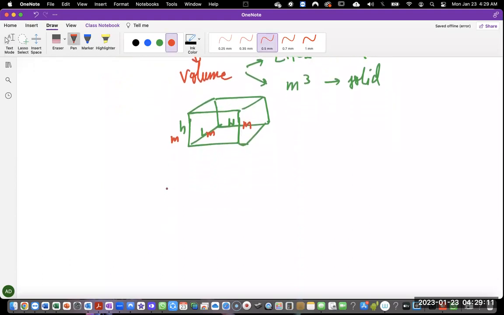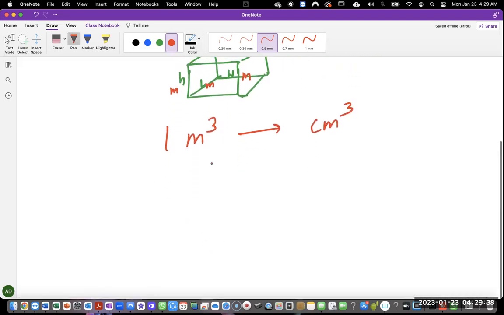If I have 1 meter cube, what does that mean? For example, I'm working with a cube, and that cube is 1 meter by 1 meter by 1 meter. The answer for the volume will be 1 meter times 1 meter times 1 meter. The answer I'll get is 1 meter cube, right? If I'm trying to change that into centimeters cube, I need to keep one thing in mind. Let's break this down. 1 meter cube means 1 meter times 1 meter times 1 meter, right?